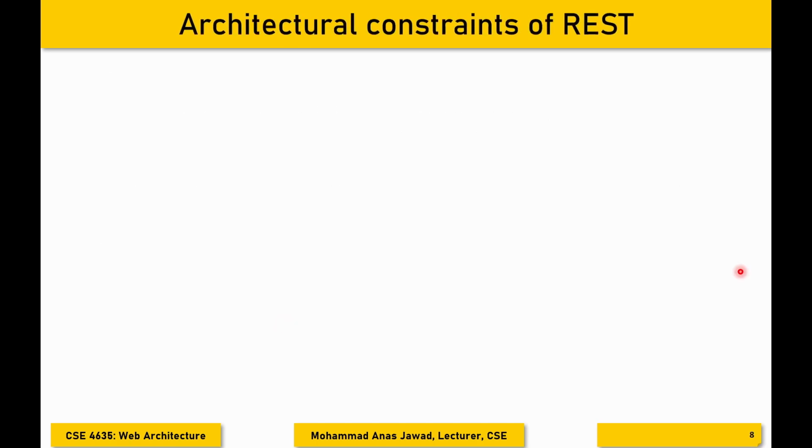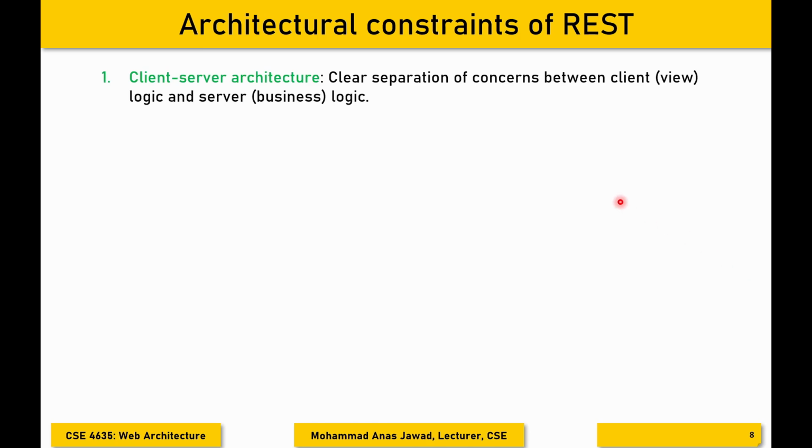Now, there are some restrictions that you need to follow for a web service to be called RESTful. So let's take a look at those restrictions or those constraints. A RESTful web service must follow the client-server architecture. The reason we say that it must follow the client-server architecture is so that we have a clear separation of concerns between the client logic, that is, between the view logic, and the server logic or the business logic.